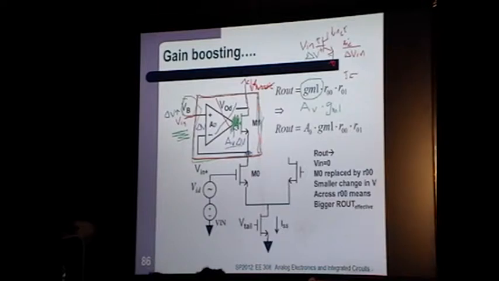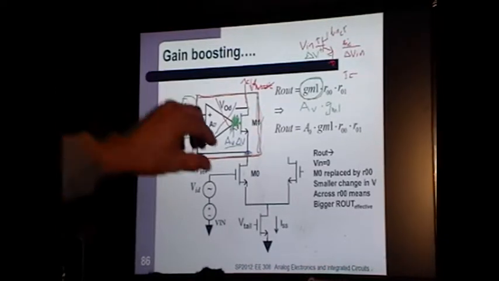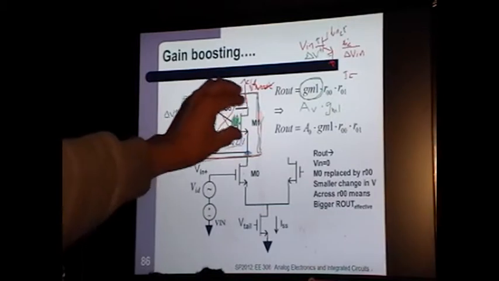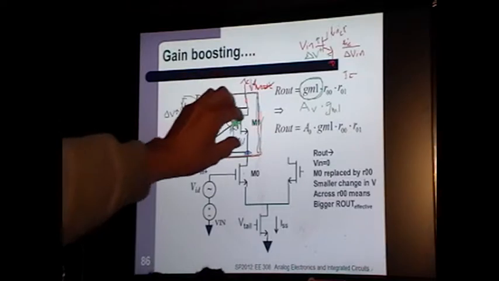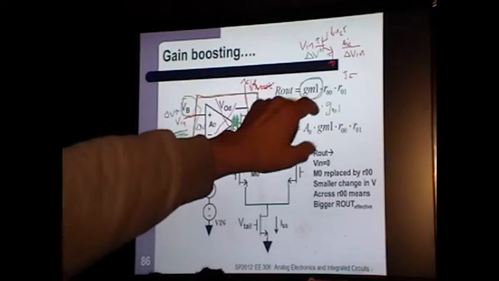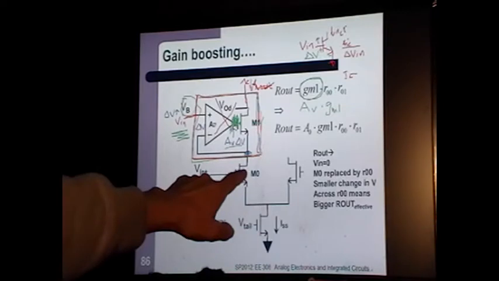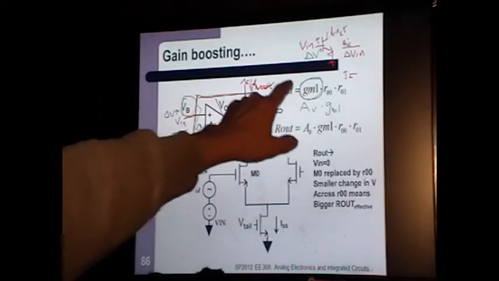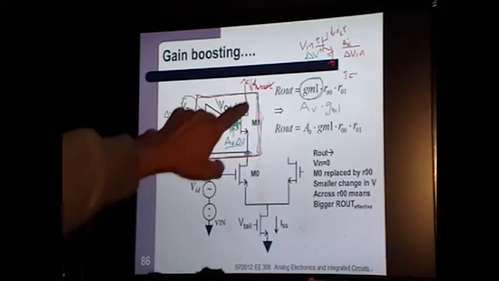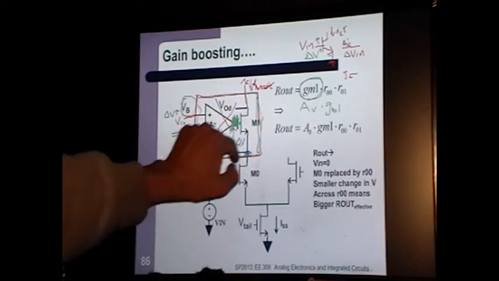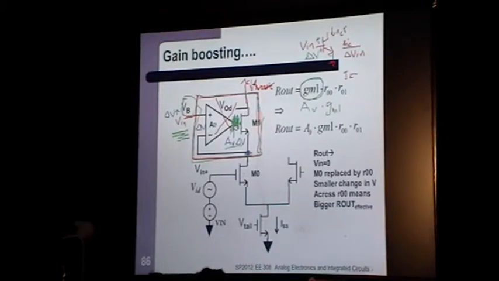In cascode transistors like this, the R out has a term that is the GM not of the input transistor, but of whatever comes above the input transistor. So if you can increase the GM of this thing above the input transistor, then you've just increased your R out, not your GM. This GM shows up in the R out equation. You're actually increasing R out when you're increasing the GM of this device right here. Okay, so that's gain boosting.